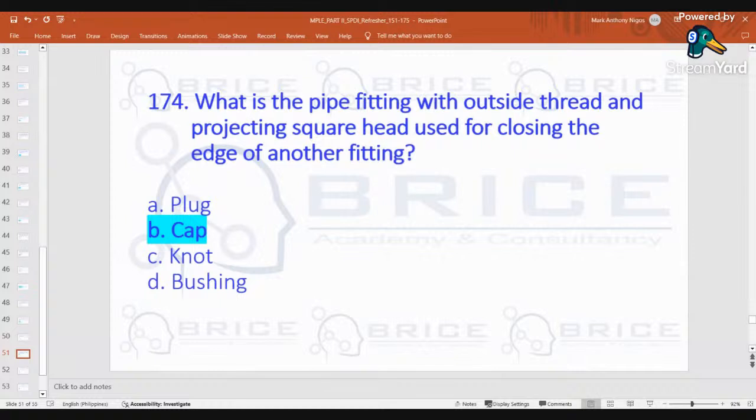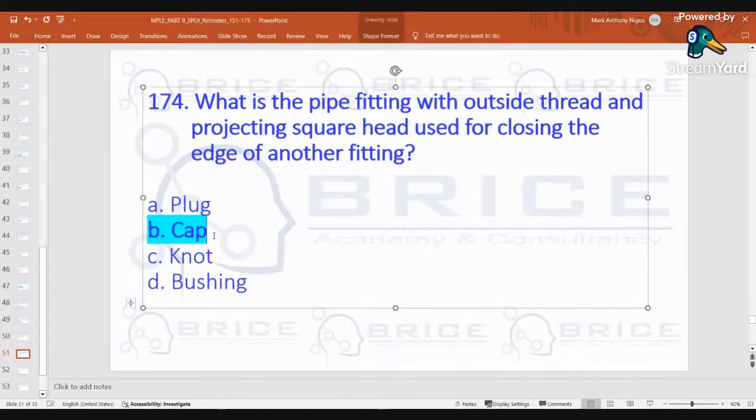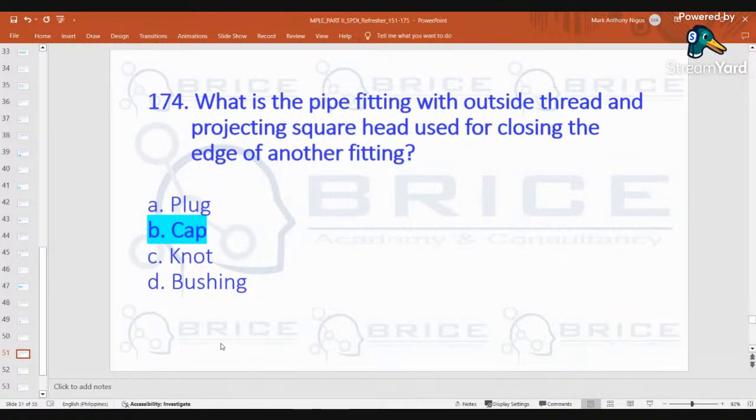Study this one. They have different meanings: cap, plug, bushing, as well as union. They often ask this, and it's confusing. What is the pipe fitting with outside thread and projecting square head used for closing the end of another fitting? The answer is cap.